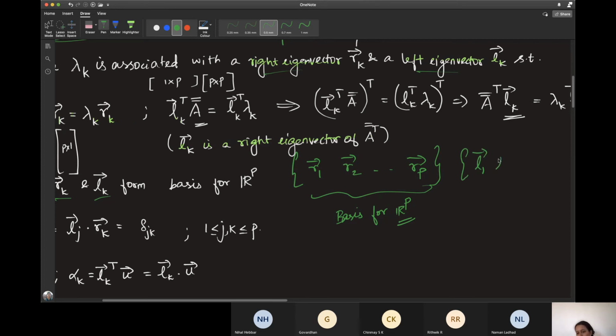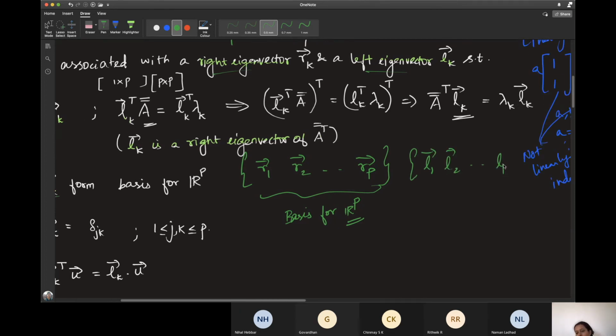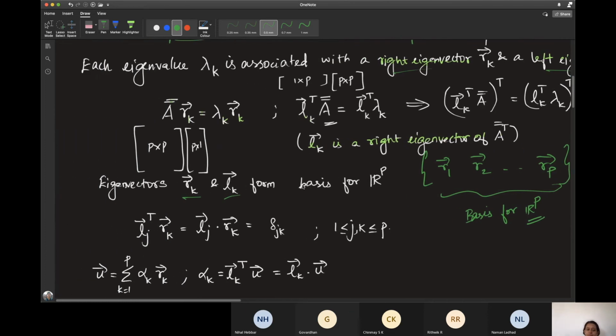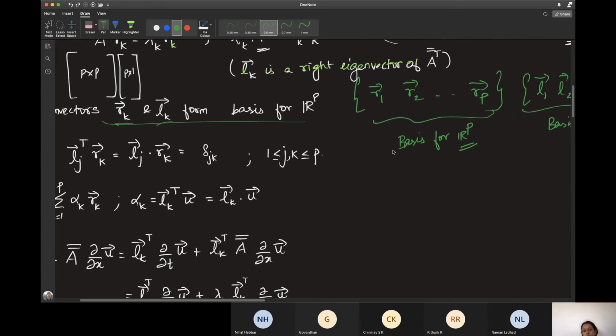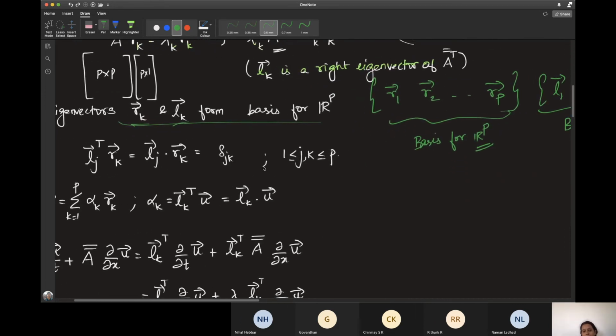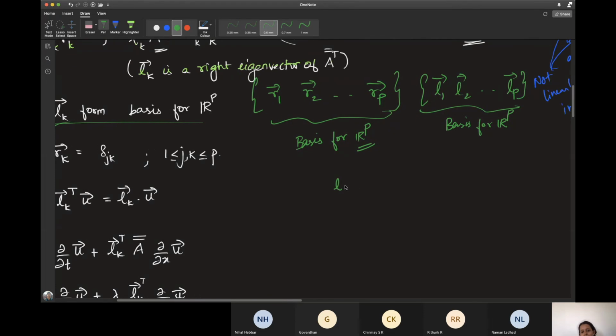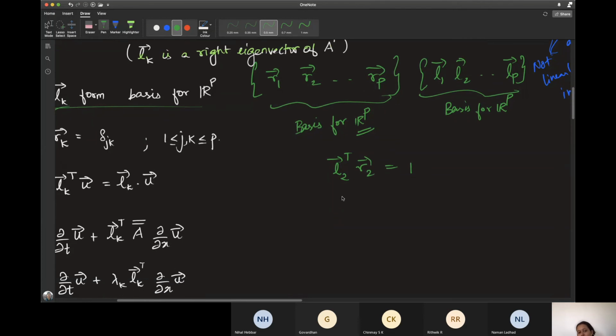Similarly, this set of p left eigenvectors, L, will also form a basis for Rp. These are also linearly independent. That is what this statement means. Also, if you take the dot product of two of these vectors, like L2 transpose into R2, you will get 1. But if you take L2 transpose with R1, you will get 0. They are all orthogonal.